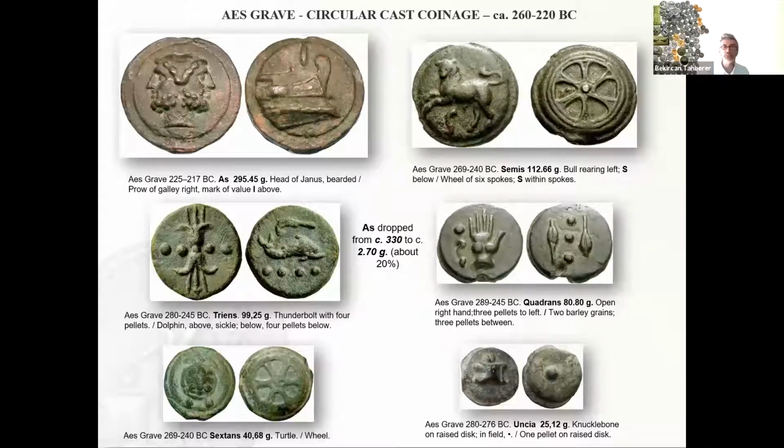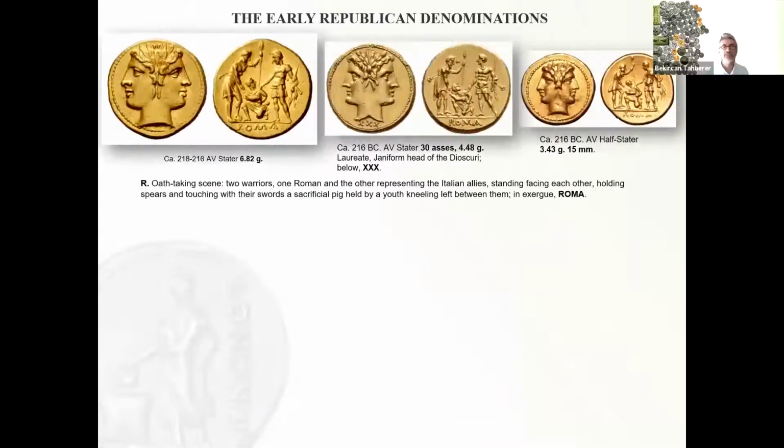Somehow, some people make money, but the general public actually lost money. However, they became victorious. And all of a sudden, we see these three denominations of gold. When I say all of a sudden, it didn't happen so easily.